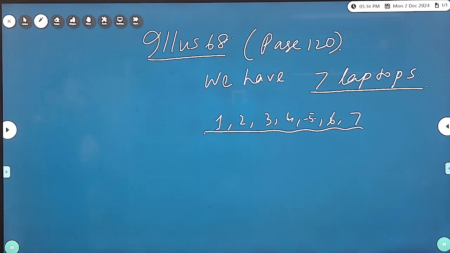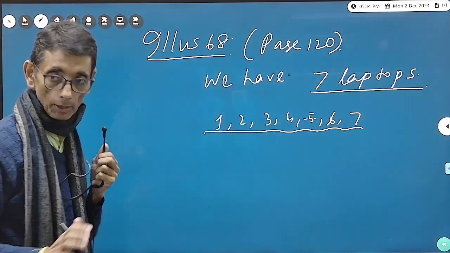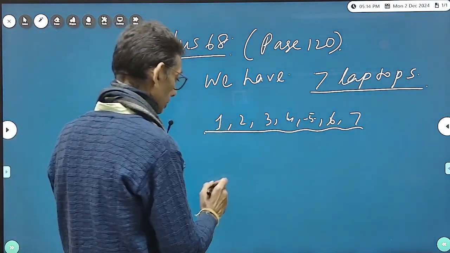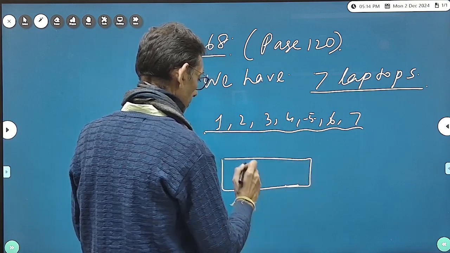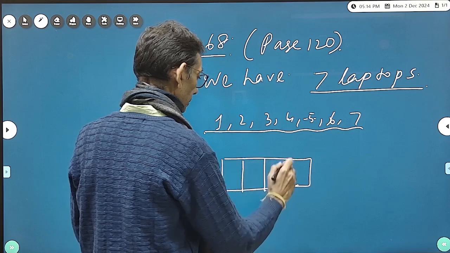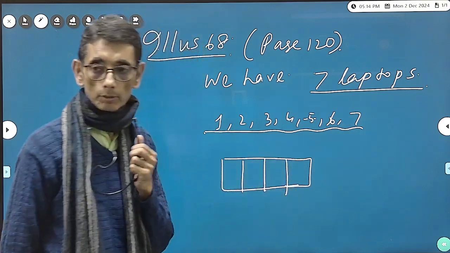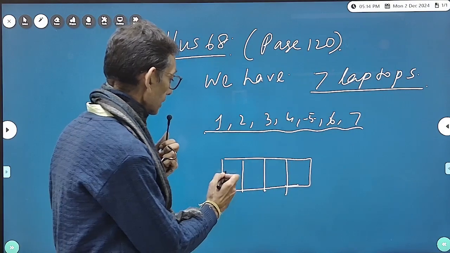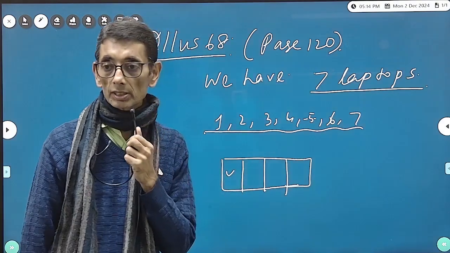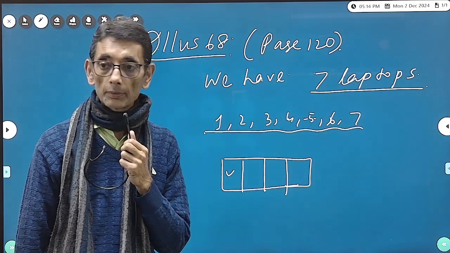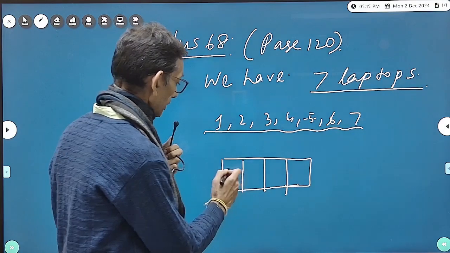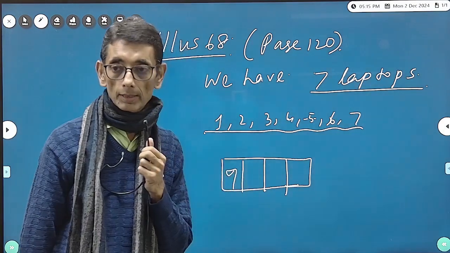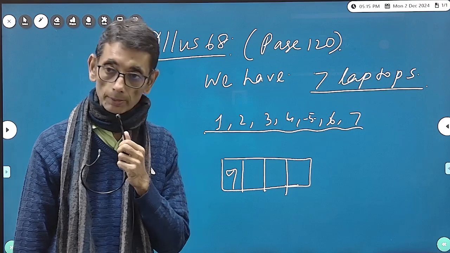Okay. So 7 laptops are there. You want to purchase 4 laptops. So your task is this: 1, 2, 3, 4. To purchase the first laptop, you have got 7 options, 7 different varieties, and you can purchase any variety. So it will be 7. So the first laptop can be chosen in 7 ways.